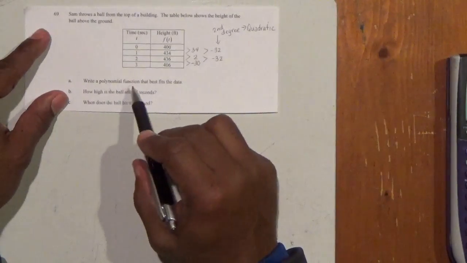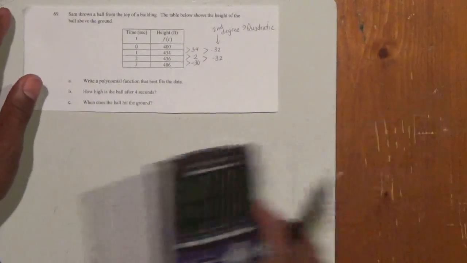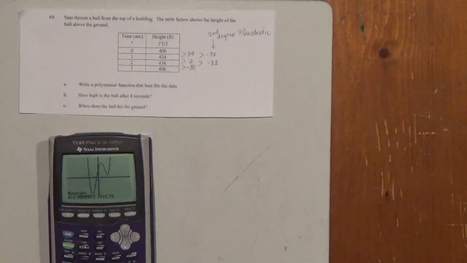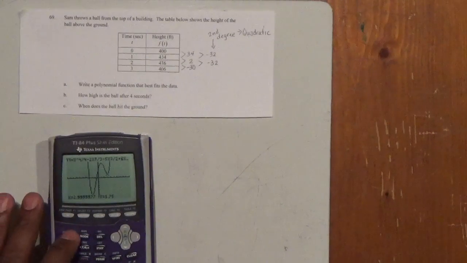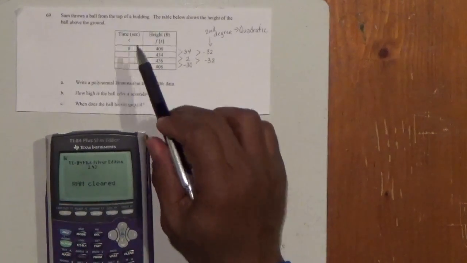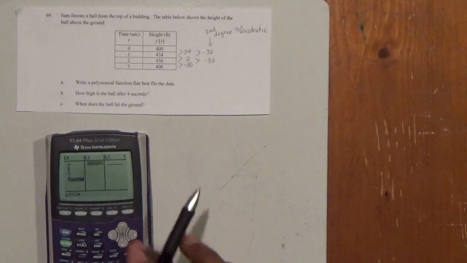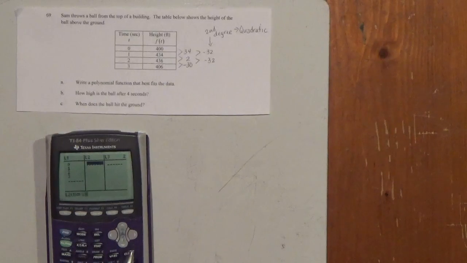So it says write a polynomial function that best fits the data. We do it the same way we do the finite difference problems. We're going to put the times in our L1, so stat, edit: 0, 1, 2, 3. Then we put the other values in our L2: 400, 434, 436, 406.